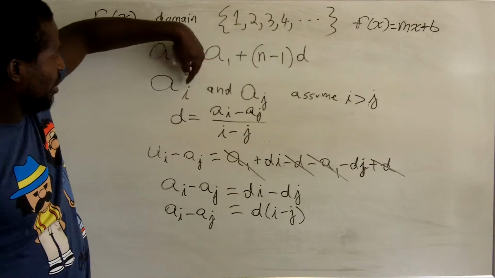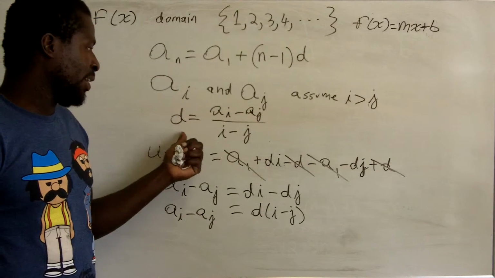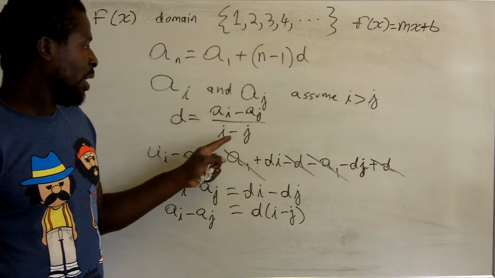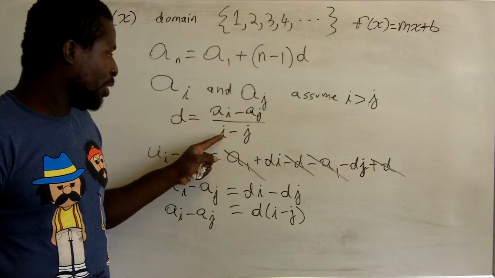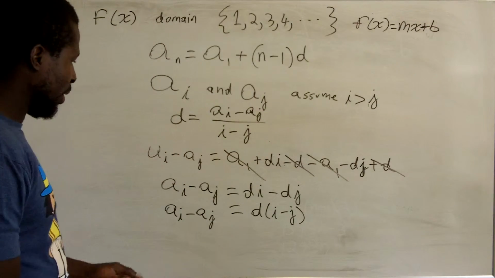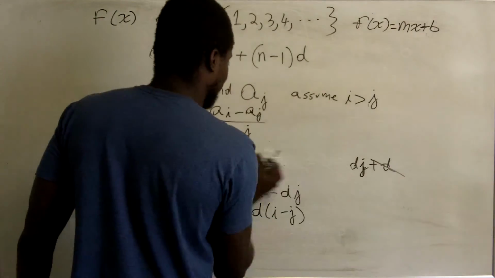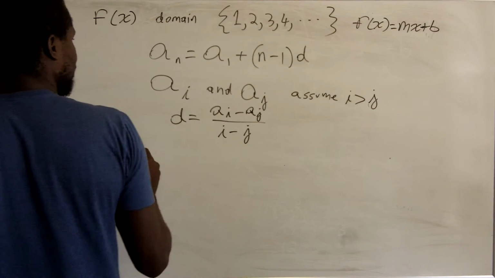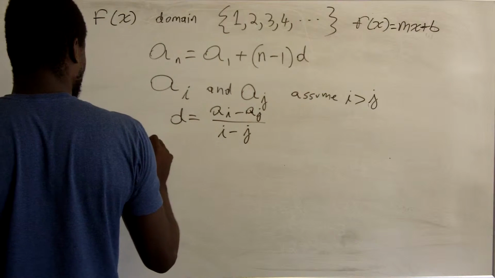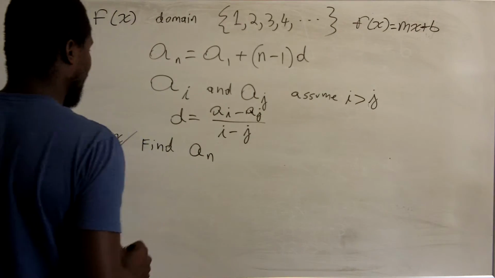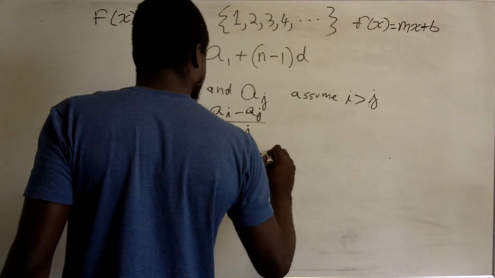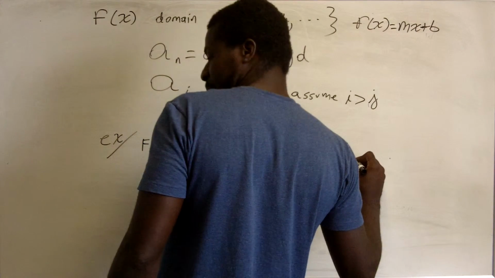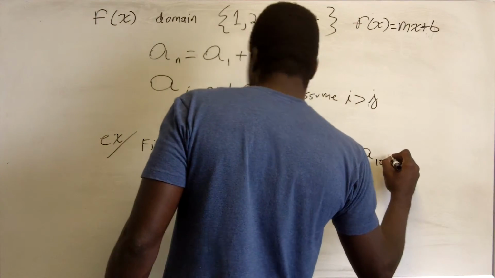So if you're given two values, ai and aj, and you want to find the common difference, it's just the slope. Take the two numbers that you're given and divide by the two subscripts, larger minus smaller, all right? Okay, so let's try one of these. All right, so let's say we want to find the nth term, an, and we're given that a5 is equal to negative 6, and a10 is equal to 14.